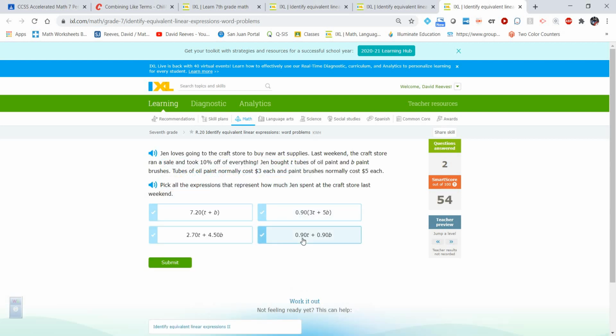It says Jen loves going to the craft store to buy new art supplies. Last weekend, the craft store ran a sale and took 10% off everything. Jen bought T tubes of oil paint and B paintbrushes. Tubes of oil paint normally cost $3 each, and paintbrushes normally cost $5 each.